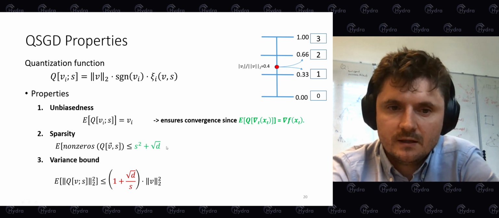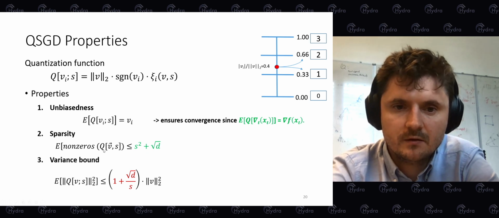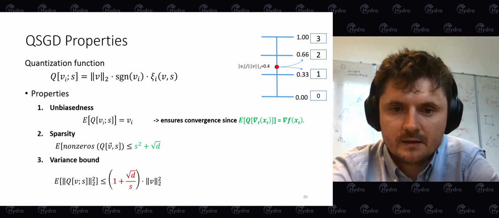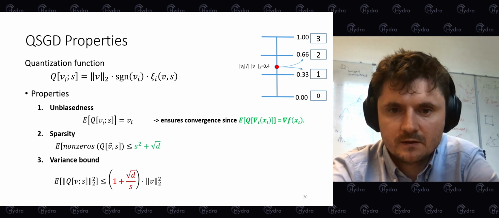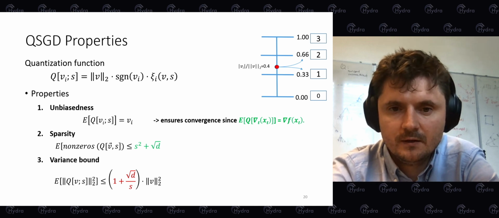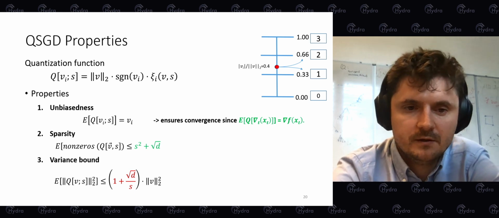Now, the other thing which is nice here is that you get some guarantee on sparsity. The expected number of non-zeros in the quantized vector is going to be at most s squared, the number of levels you use squared, plus square root of the dimension of the vector. So basically, this says that if you use very few levels, you're going to have a relatively small number of non-zero entries.